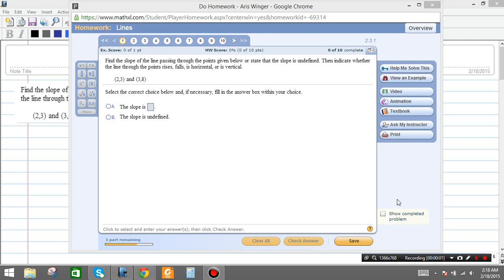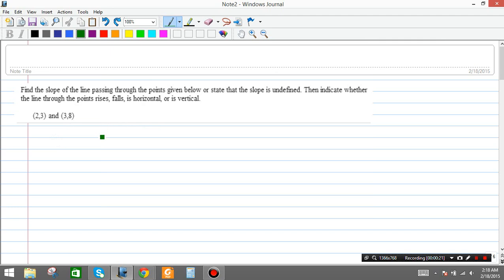Okay, in this assignment, we are working on lines. And so it says find the slope of the line passing through the points given below, or state that the slope is undefined. Then indicate whether the line through the point rises, falls, is horizontal, or is vertical. So the formula for slope is usually a popular one.